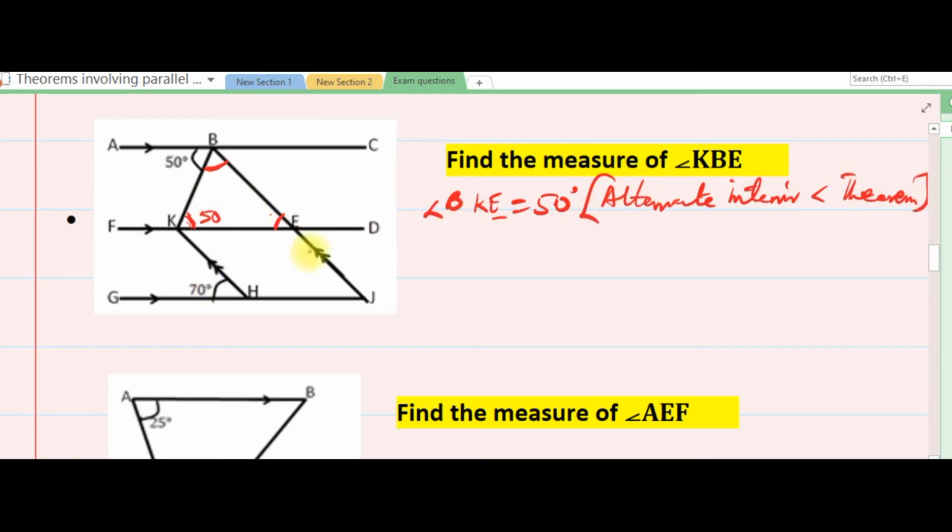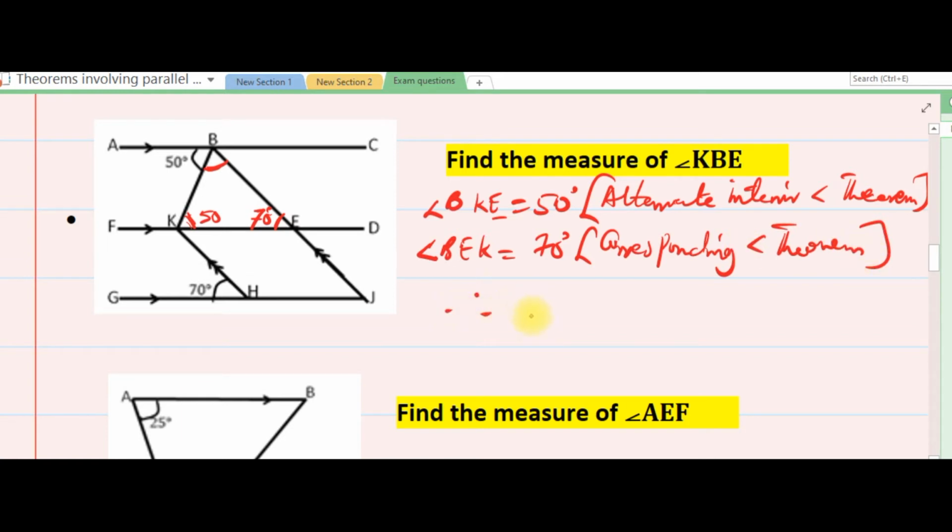So the next thing, again, this is a parallel line, this is a parallel line, and this is a transversal. Check it. So you notice that here is 70. Because this is a parallel line, this is a parallel line, this is a transversal, and this is also a transversal. So this corresponds to this. So I'm saying that angle BEK is 70. Why? Corresponding angle theorem.